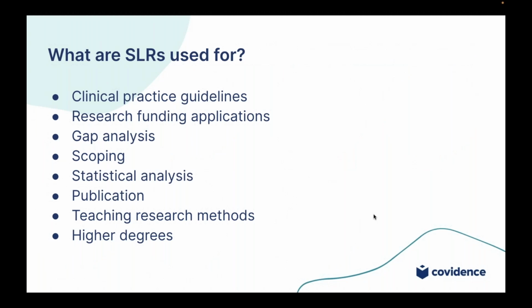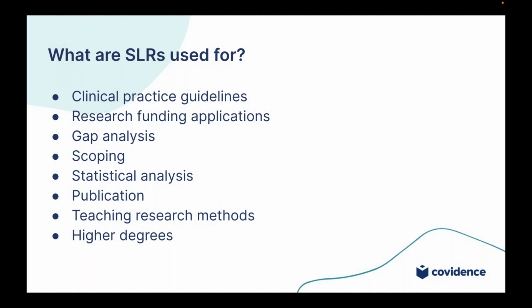Now, what are these reviews being used for? Systematic reviews are being used for a wide range of tasks. They're being used in the synthesis of evidence for clinical practice guidelines. Many funding bodies now require a systematic review to indicate that there is a gap in the evidence to justify funding applications. They're being used for scoping to look at the practicality of other research and in gap analyses.